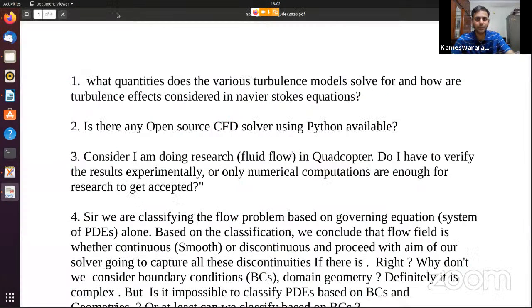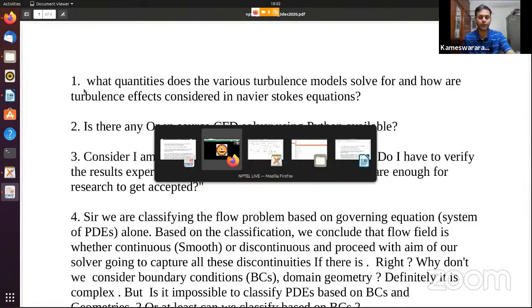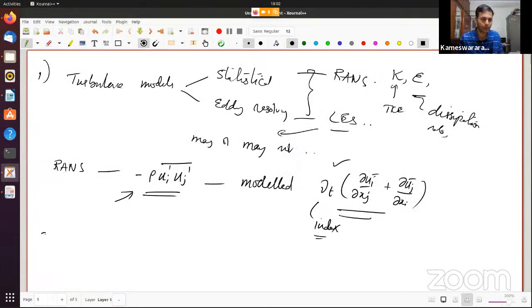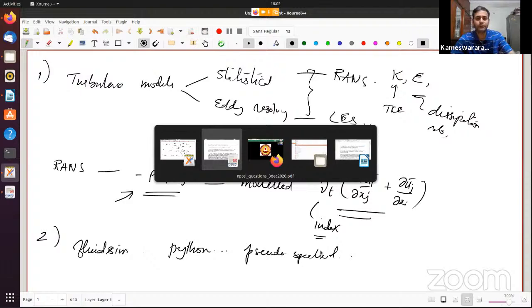So let us look at the second question. Is there any open source CFD solver using Python available? Well, I'm not quite sure if there is an open source software using Python, but what I came across after a quick Google search is something known as FluidSim. You can probably look at it. It seems to be written in Python, but I don't think it is a finite volume solver, nor a finite difference one. It is some pseudo spectral element code. So maybe you can look at it further.